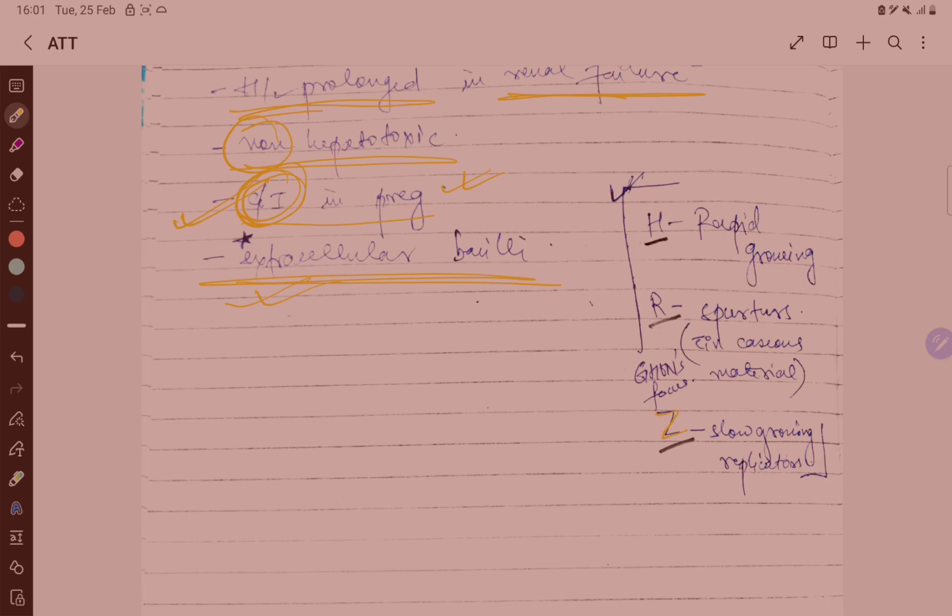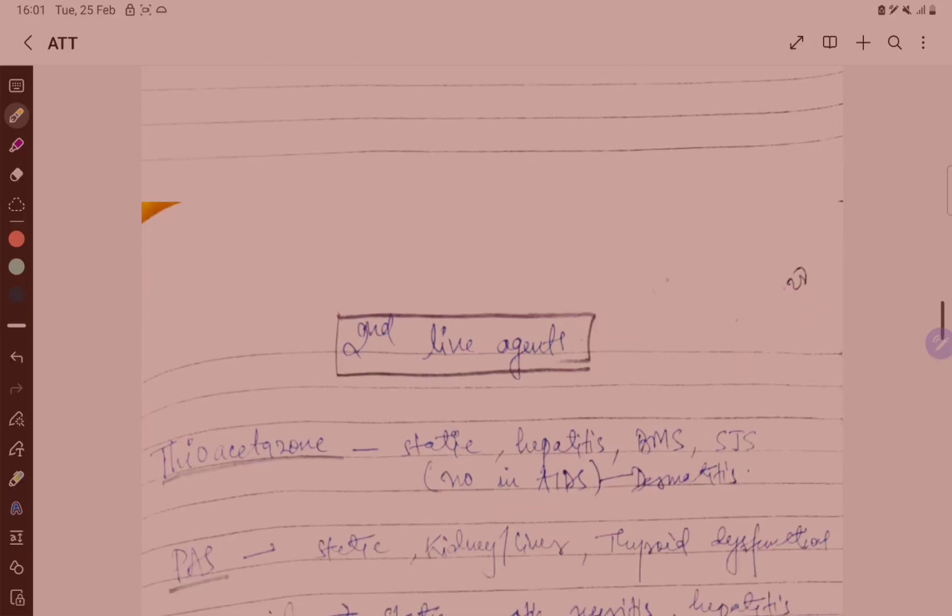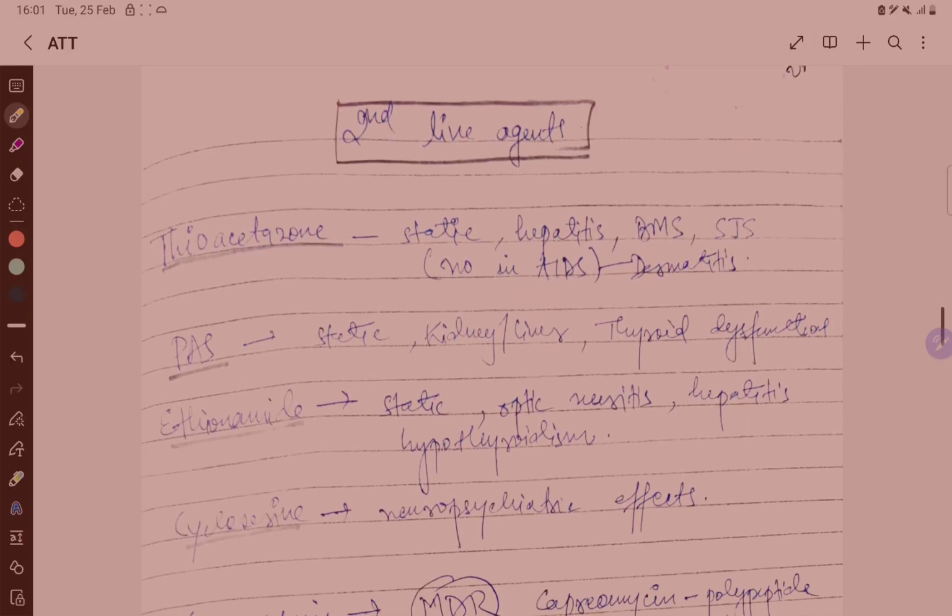Suppose Z is pyrazinamide, R is rifampicin, and H is isoniazid. So isoniazid acts on the rapidly growing bacteria, rifampicin acts on the spurters, and pyrazinamide acts on the slow growing bacteria. Okay, now the second line agents. We have done the first line and the special ones. Now the second line agents.